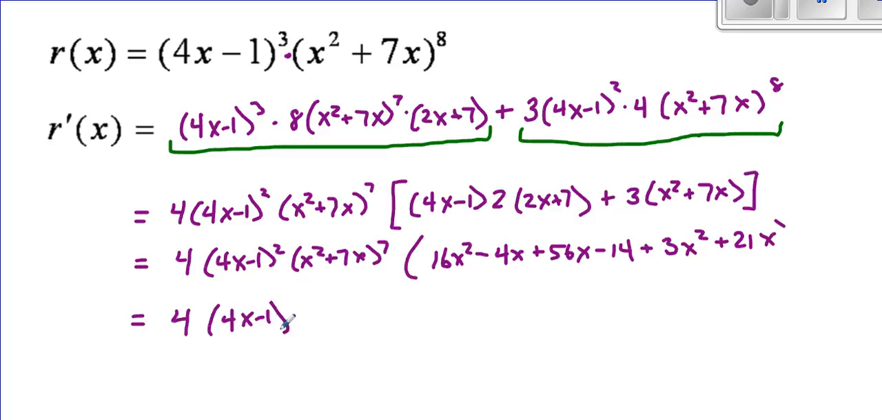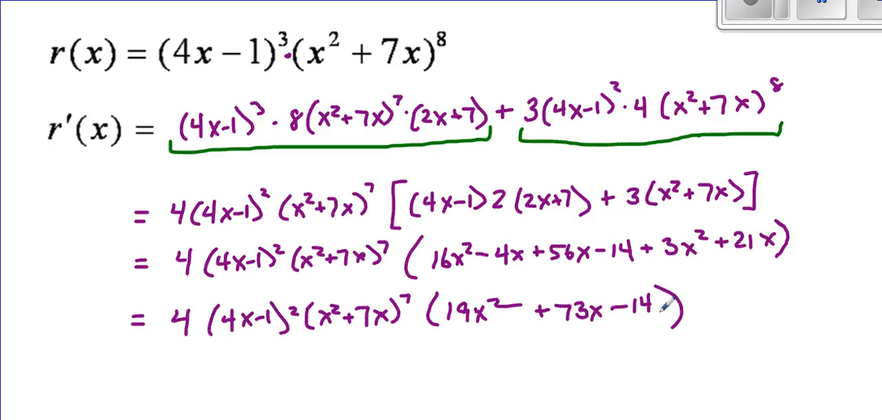4x minus 1 squared. X squared plus 7x to the 7th. And let's see, I have 19x squared. Oops. That was a parenthesis there. Let's see my x's. I have 52x, and that looks like 73x, I think, plus 73x. Yeah, because that's, yeah. And then lastly, just the one number, minus 14. All right, so there's our final answer.